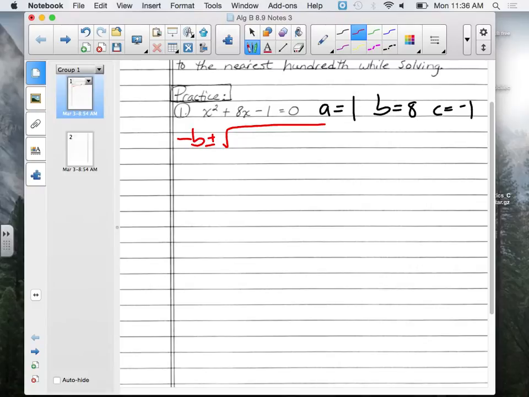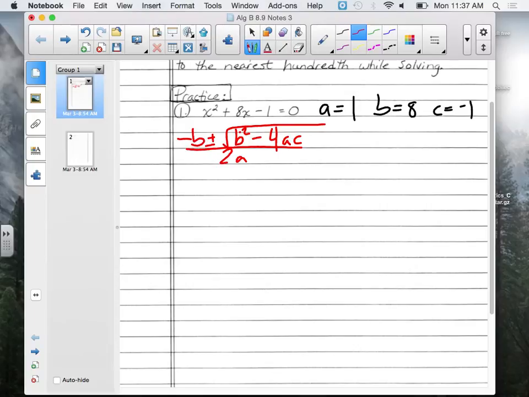And then b squared. I'm trying to remember this. Okay, that's perfectly fine. Minus 4ac over 2a. Right. So that is the standard form of the quadratic formula. So now that we have this written down, now we can plug in our A, B, and C values, right?